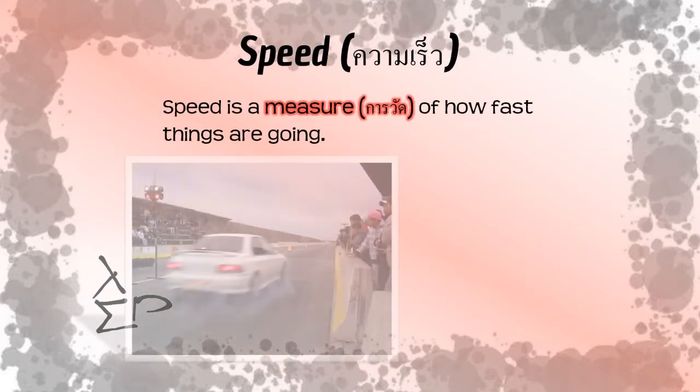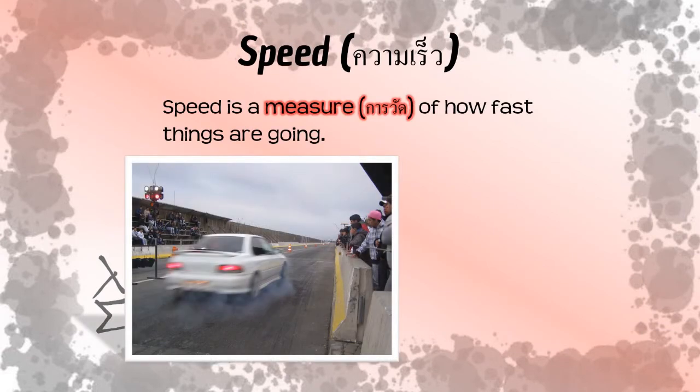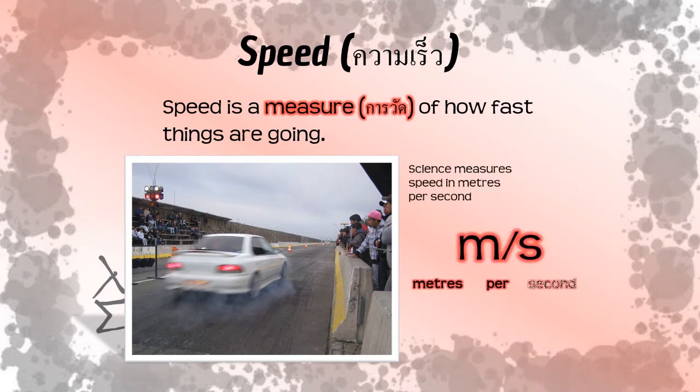Speed. Speed is a measure of how fast things are going. It is one of the easiest parts of physics to calculate because we measure it by asking how many meters an object travels in 1 second of time. So if an object moves 5 meters in 1 second, its speed is 5 meters per second.